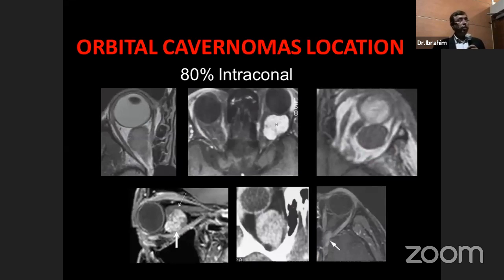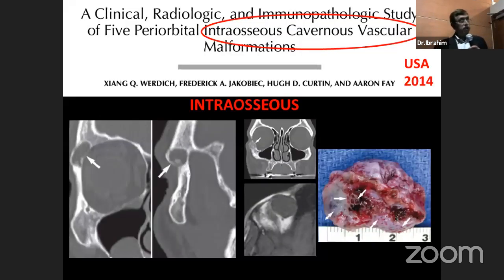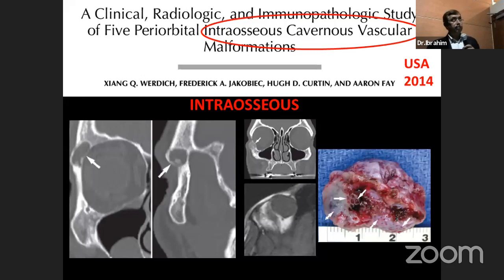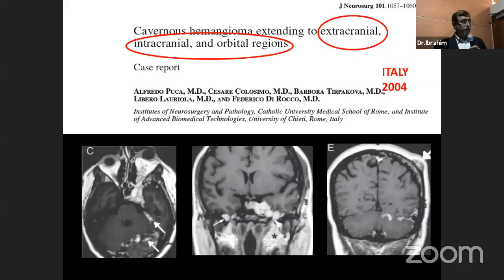Locations: anywhere in the orbit. I've chosen different cases so that they can happen anywhere. But they love the outer compartment. This is their favorite site, the lateral compartment. But they can be intraosseous, inside the bone. They can be intraorbital and extraorbital, in the cavernous sinus and outside, like this paper from Italy.